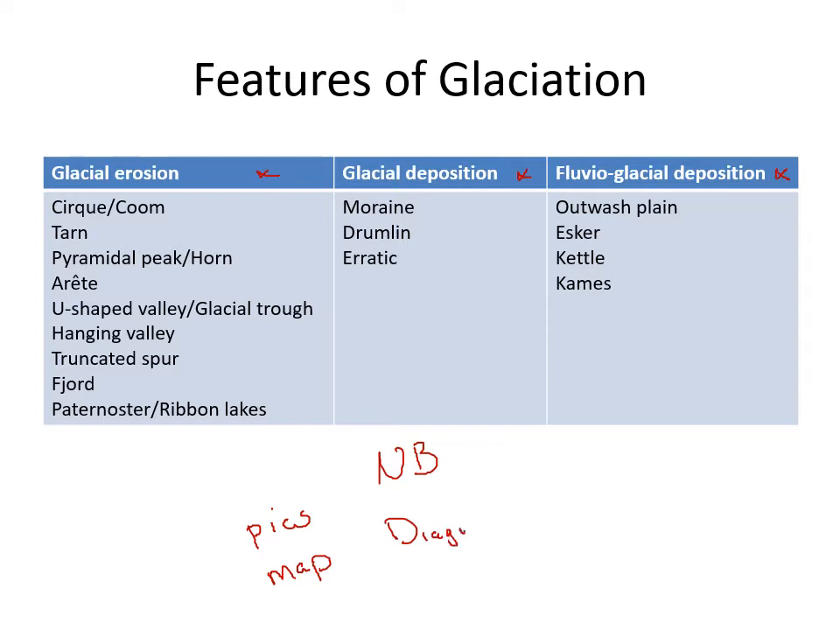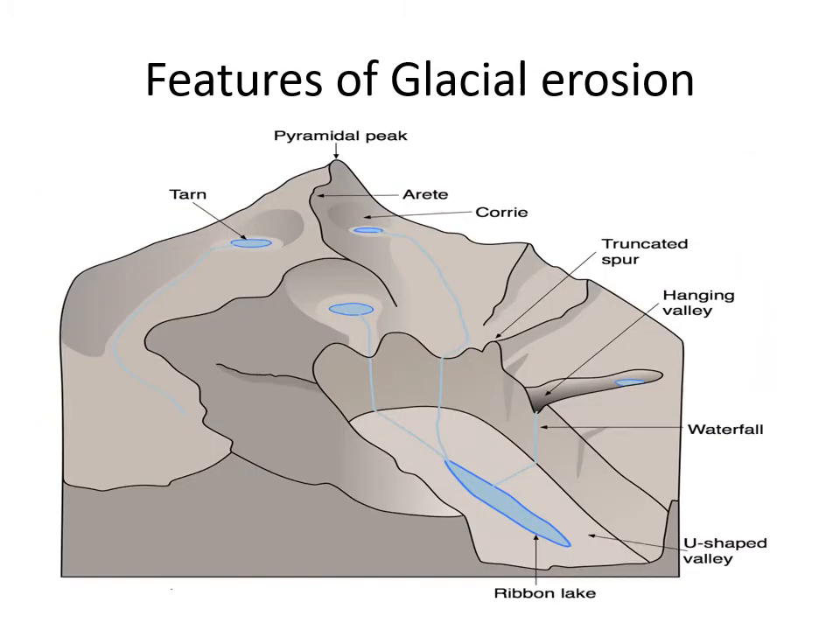You'll see that in the series of questions at the end. They're the different types of questions that are really most common here. Okay, so we're going to go through all of these, just pointing out what they are, what they look like, where they might be found in diagrams. So first of all, these are our features of erosion.